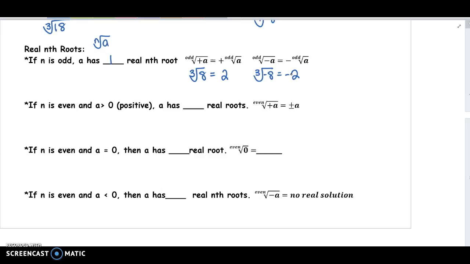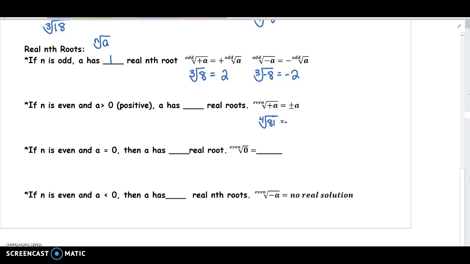So if you have an odd index, a third root, a fifth root, a seventh root, if your radicand is negative, your root is negative. If your radicand is positive, your root is positive. So cube root of 8 is 2, cube root of -8 is -2. If n is even, if you have something like the fourth root of 81.